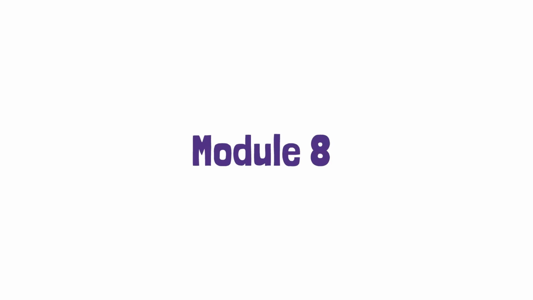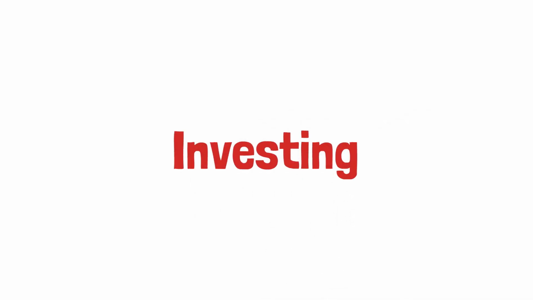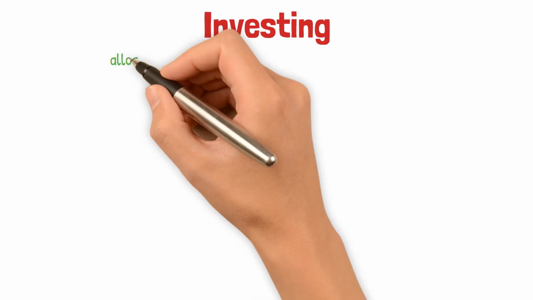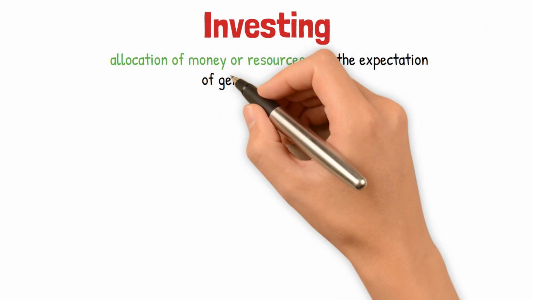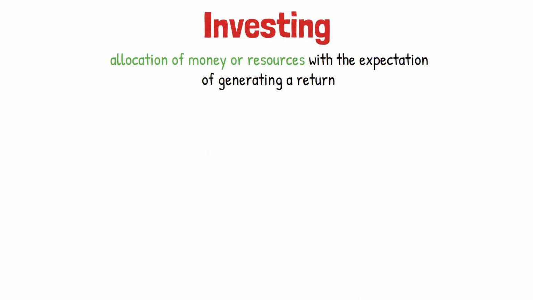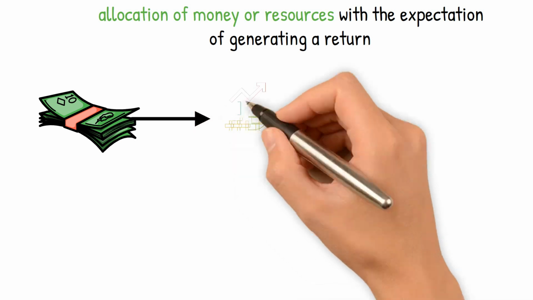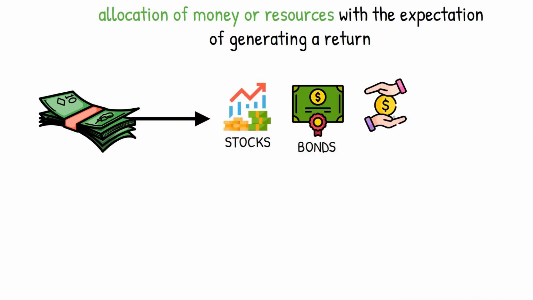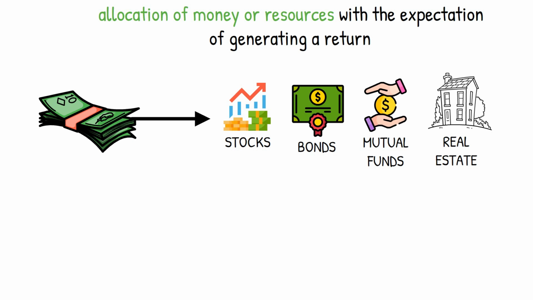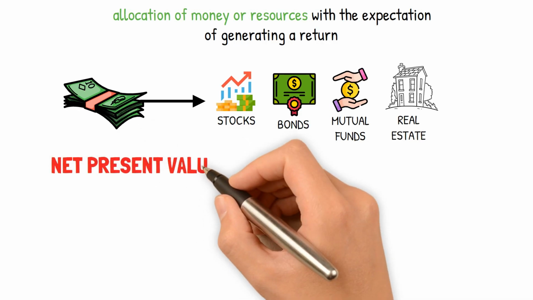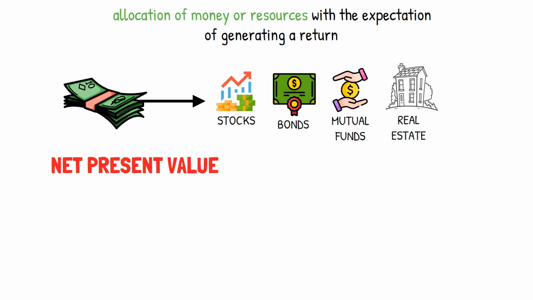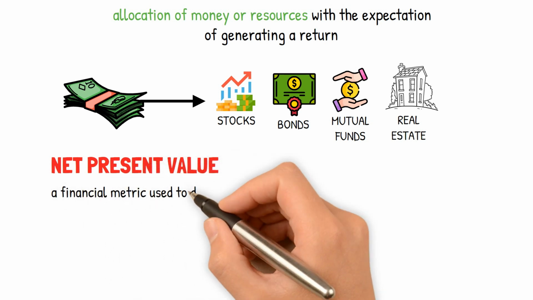Module 8. Investing. Investment refers to the allocation of money or resources with the expectation of generating a return, typically in the form of income or profit. Investments can take many forms, such as buying stocks, bonds, or mutual funds, investing in real estate, or starting a business.